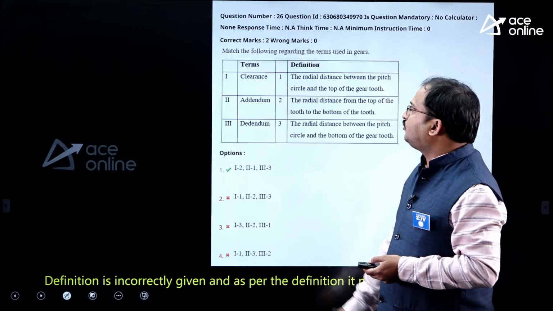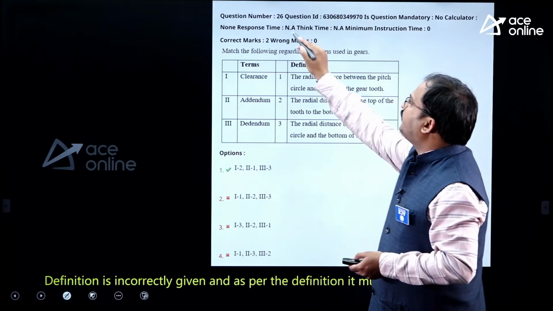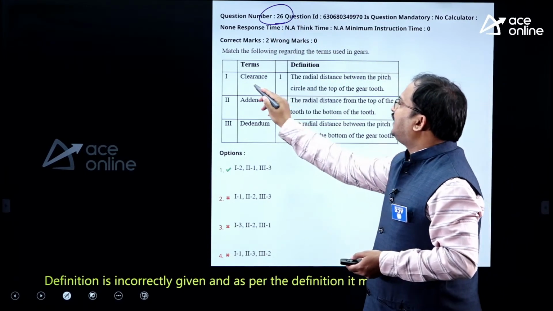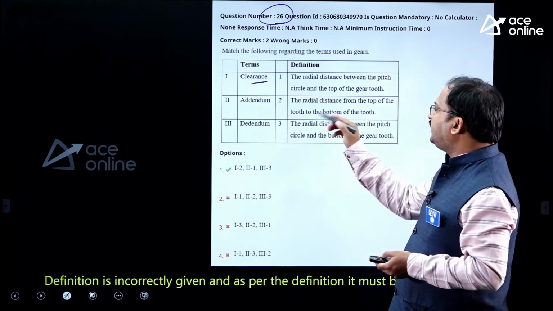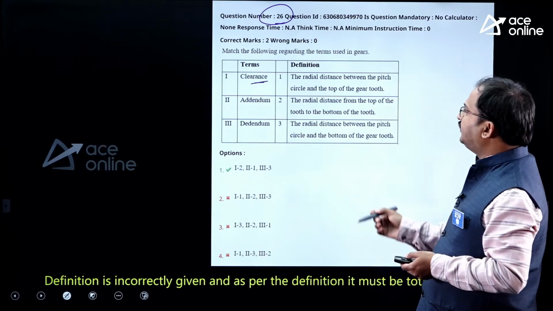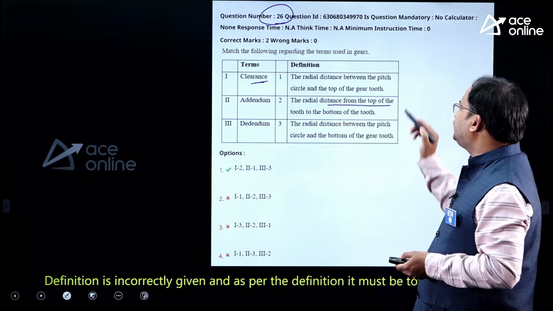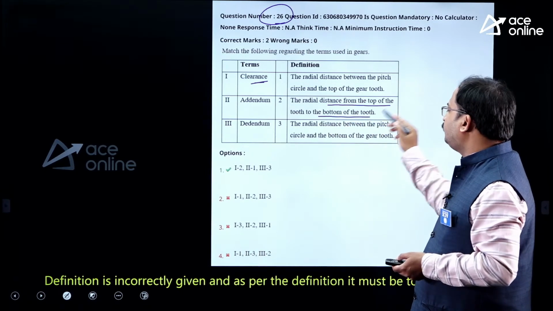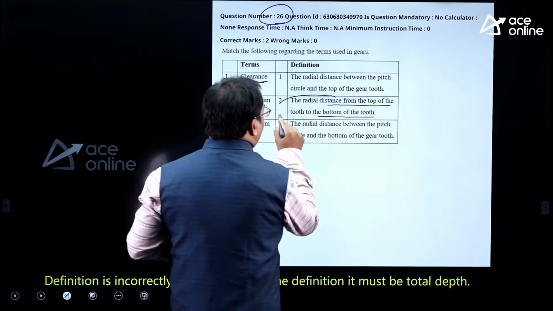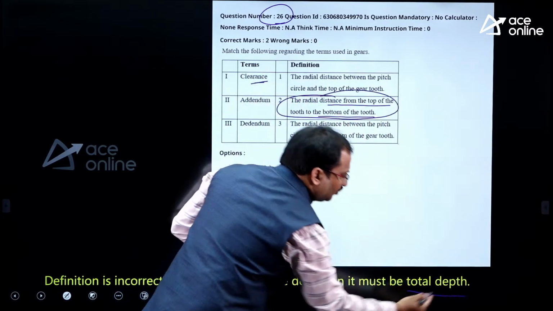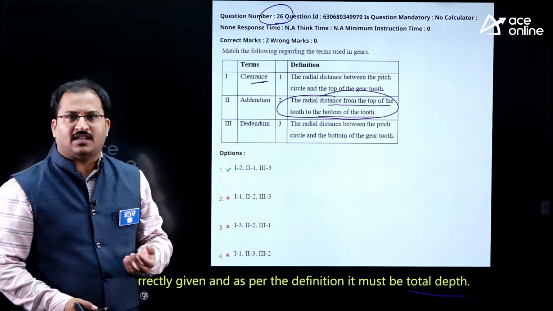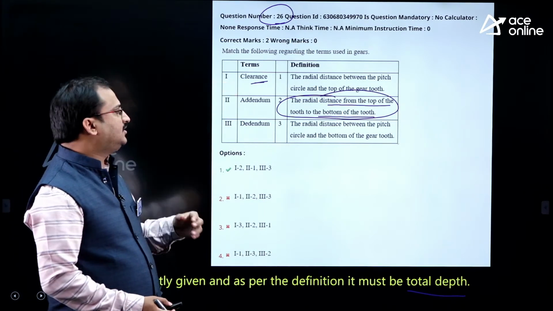Now coming to the next question. This question is from Theory of Machines. The question number is 26 here. This question is about clearance. The actual clearance definition is something different, and here for clearance he said the radial distance from the top of the tooth to the bottom of the tooth. This definition is actually for the total depth. So you can raise this as an objection because the definition is incorrect.